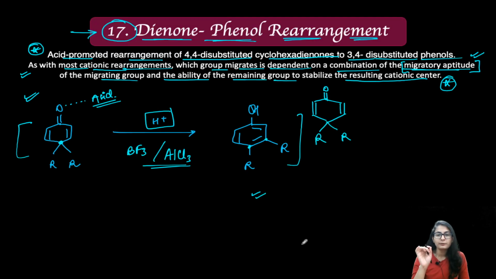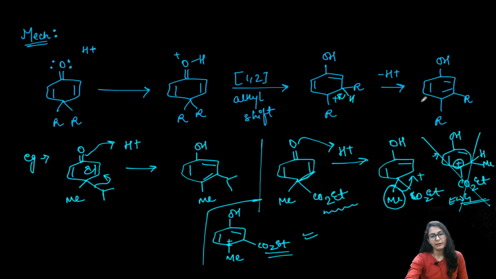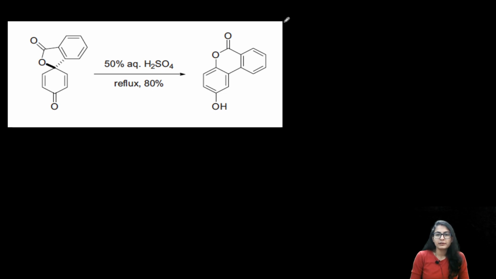So I hope that this point is also clear to all of you, that migrating aptitude, migrating ability is a combination of electron richness as well as the ability of the remaining group to stabilize the resulting cationic center. Alright, so guys, the mechanism is discussed and the migrating aptitude is also discussed. Let's now come to examples.